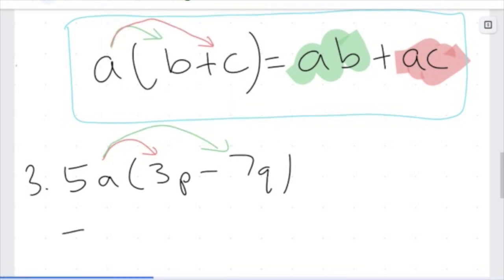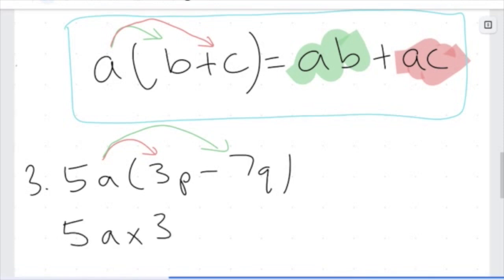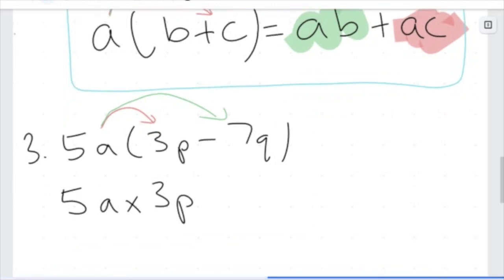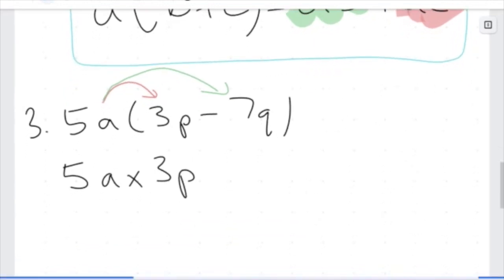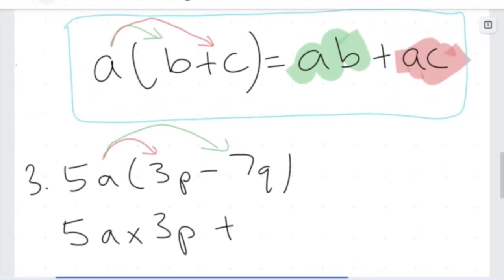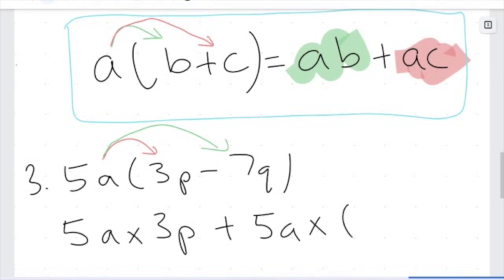This gives us 5a times 3p plus 5a times minus 7q. Cool.